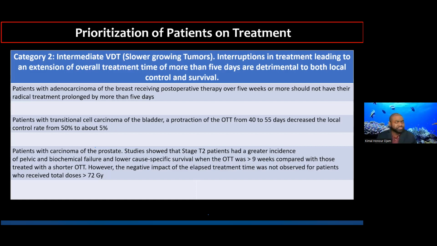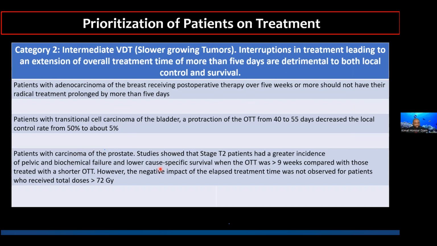Just to piggyback here, when we think about another cancer that is really slower growing, prostate patients, in this particular case, the overall local control decreases drastically if the gap occurs beyond 9 weeks or more, as opposed to fast-growing tumors, where it matters if the gap occurs sooner rather than later.